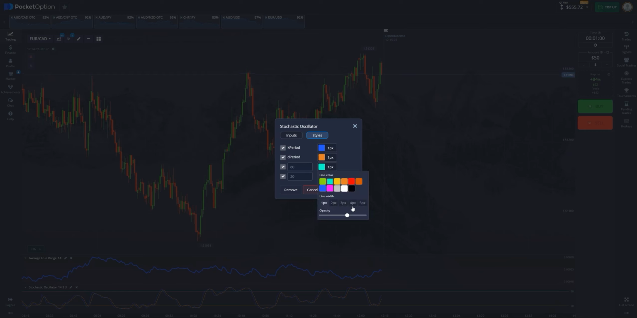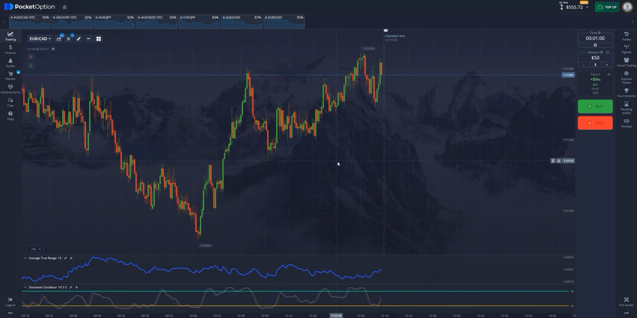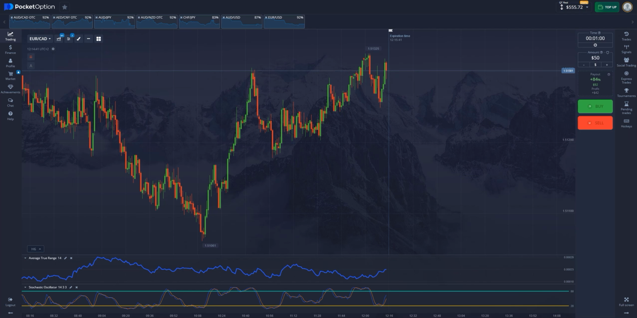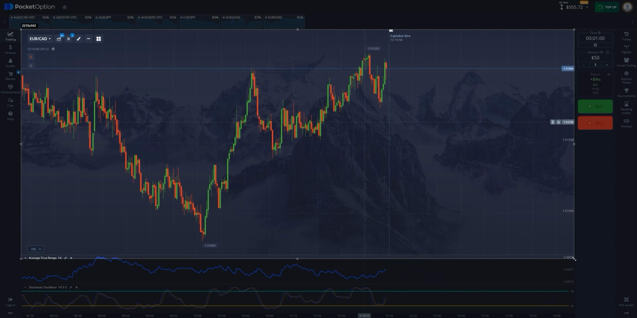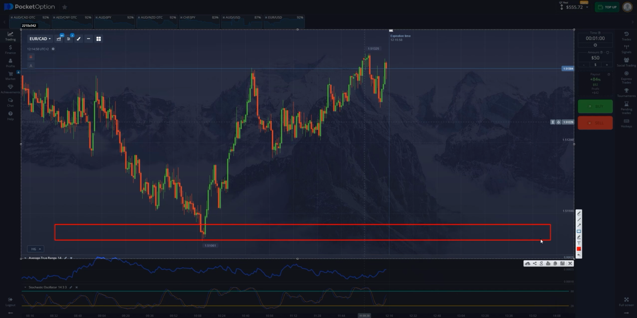For example, I put the line as thicker here and I leave all the colors as they are for my convenience. Okay, let's start with the stochastic. How can we determine if the signal is for buying or selling? See, when we want to make a buy trade, the price approaches the support level. In this case, we'll highlight where the price is at a minimum or maximum. Here, we have a minimum support level. This is the farthest point the price dropped.